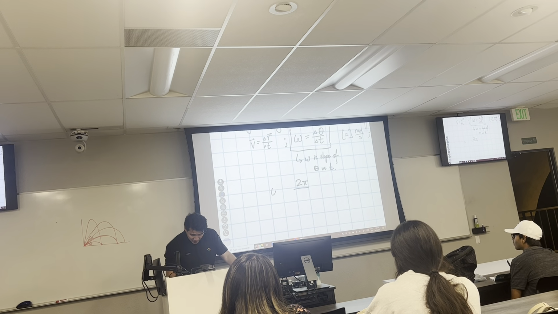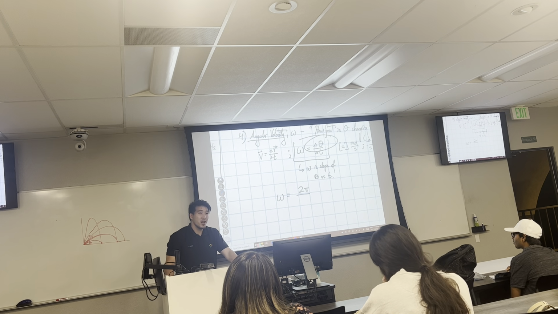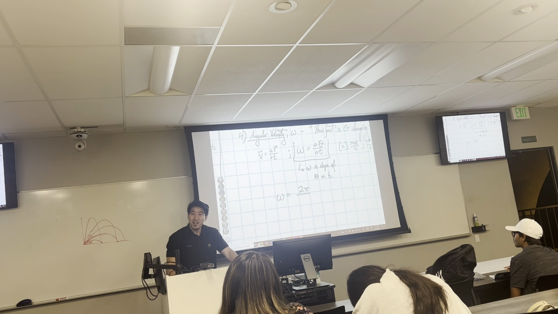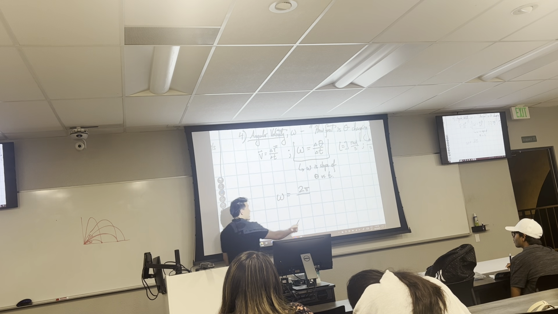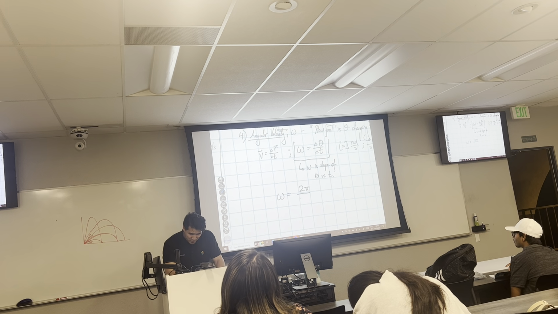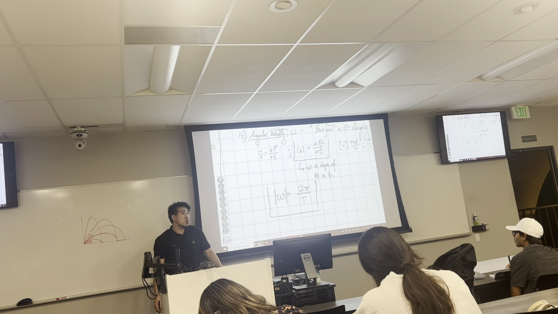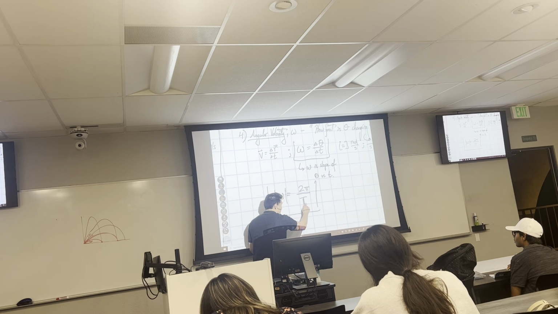So omega is defined as the angular distance over the duration. The angular distance would be 2 pi in what duration? The period. So omega has this relationship with the period as well. It's 2 pi over the period T.